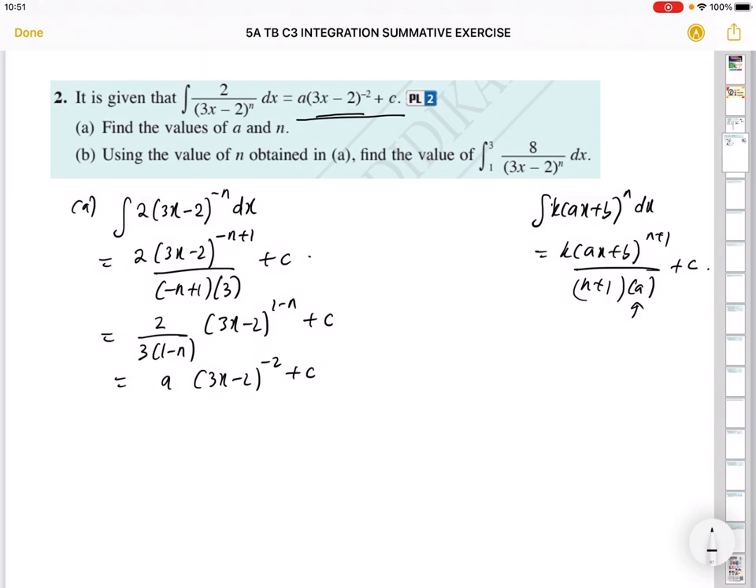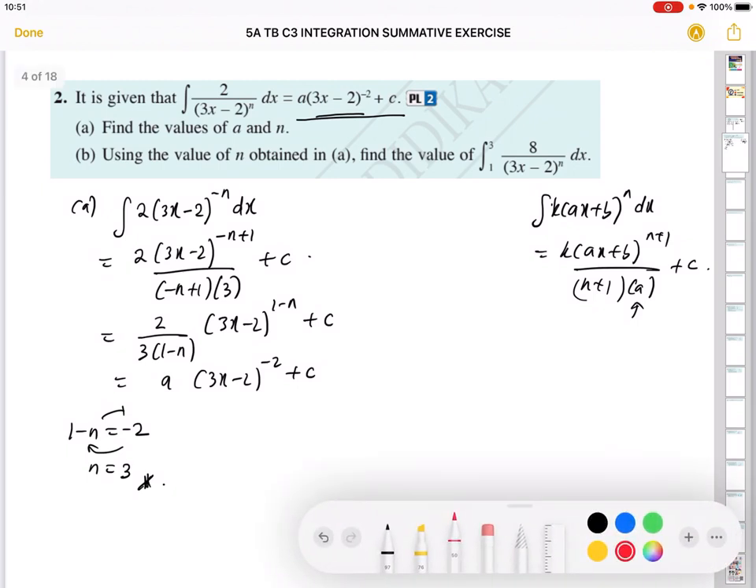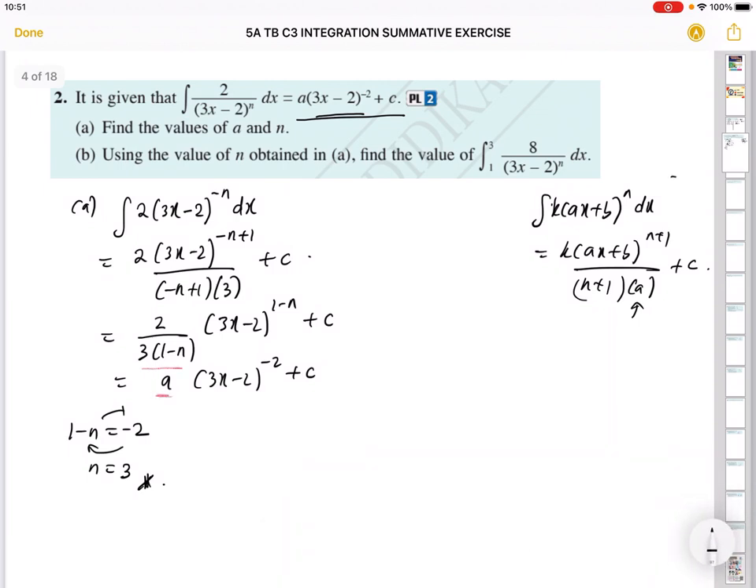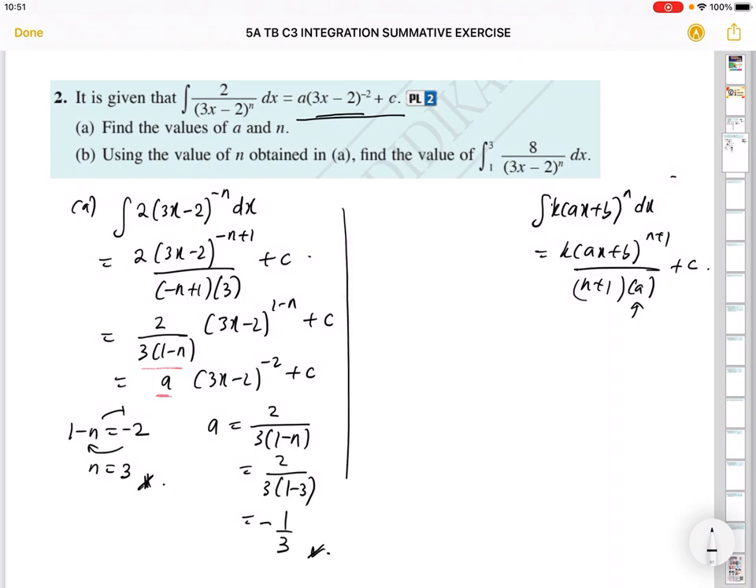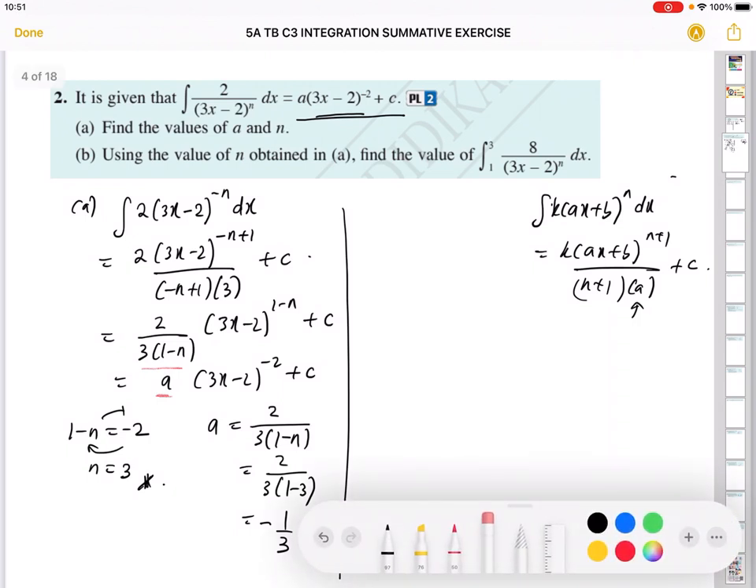So let's start by comparing your n, the power. 1 minus n is minus 2. Bring it over, n is just 3. If you compare the coefficient, that means you're comparing the number in front here. Let me just highlight for you this one and this. We're comparing the coefficient of your bracket here. So your a is 2 over 3 times 1 minus n. Since n is 3, 1 minus 3 is negative 2. You cancel them, you get negative 1 over 3. All right, okay, I still need to do part B here, so I think I have to erase this to have more space.